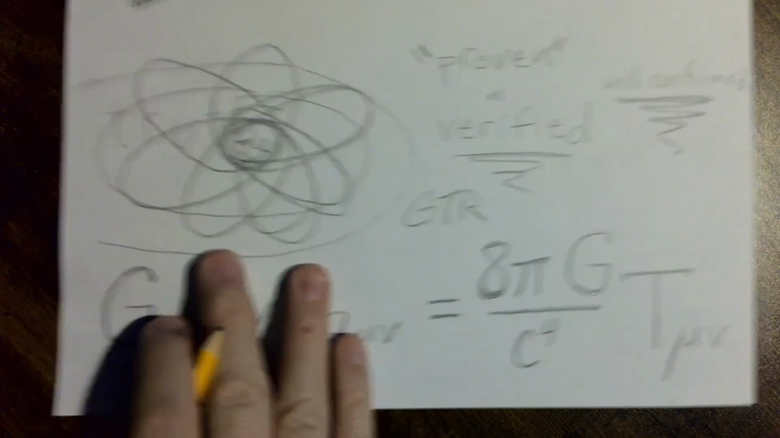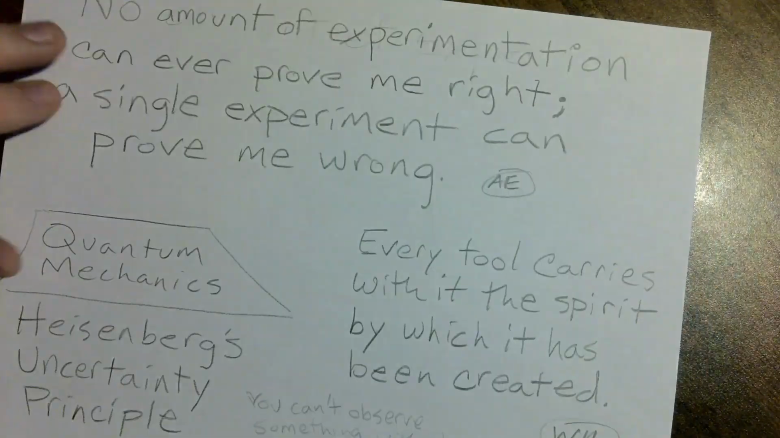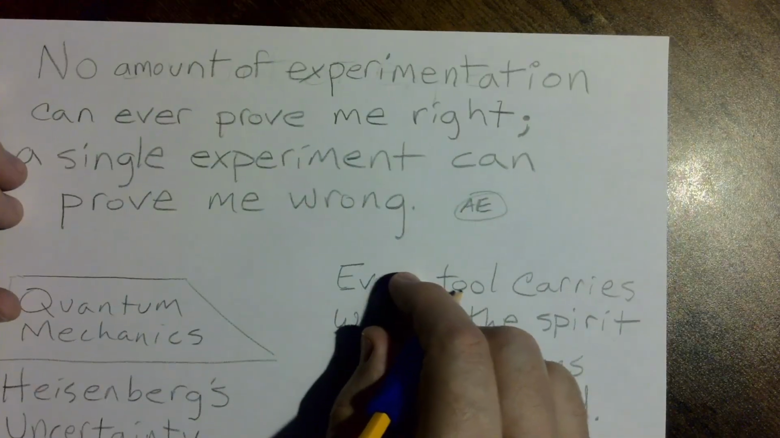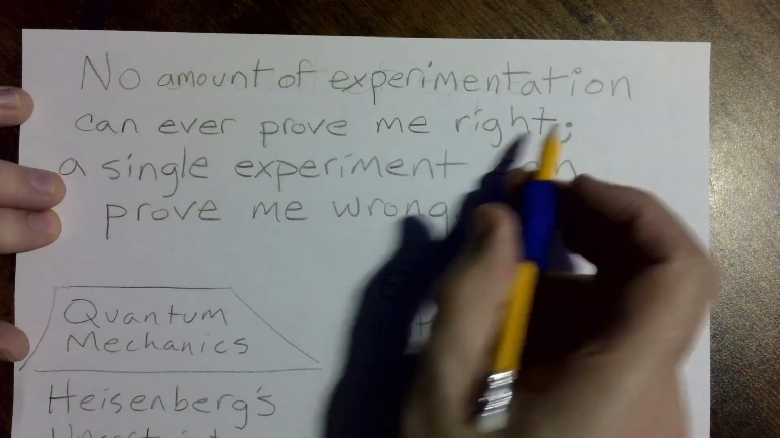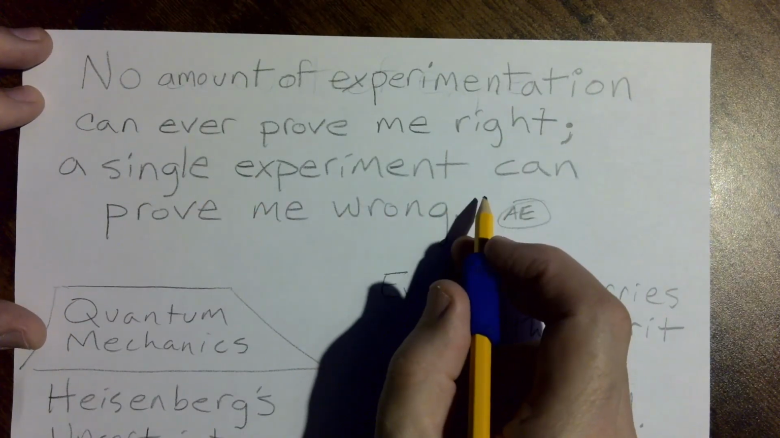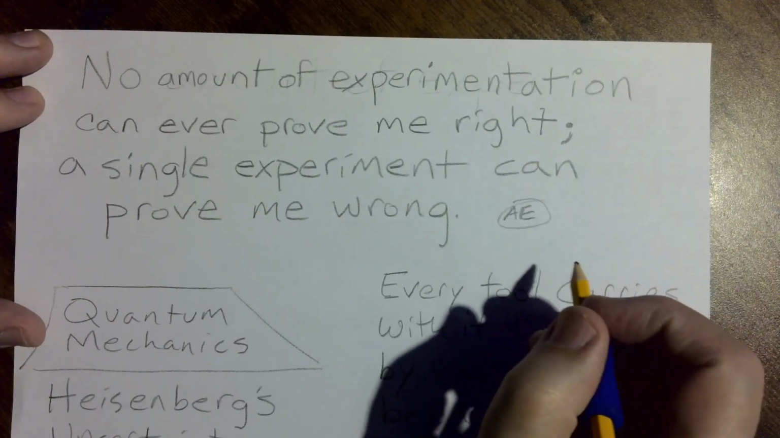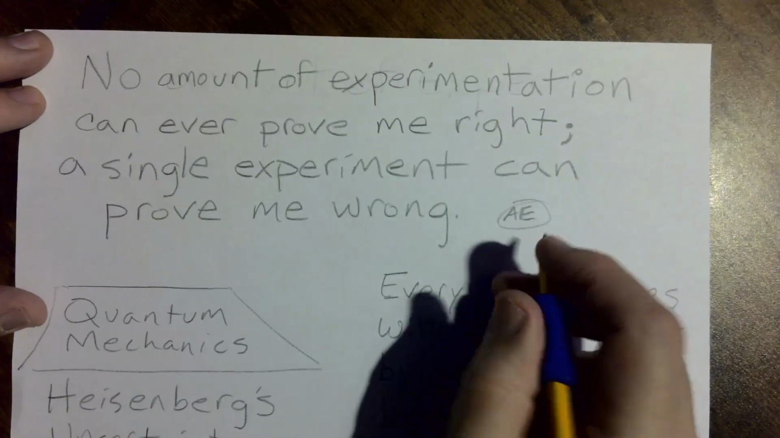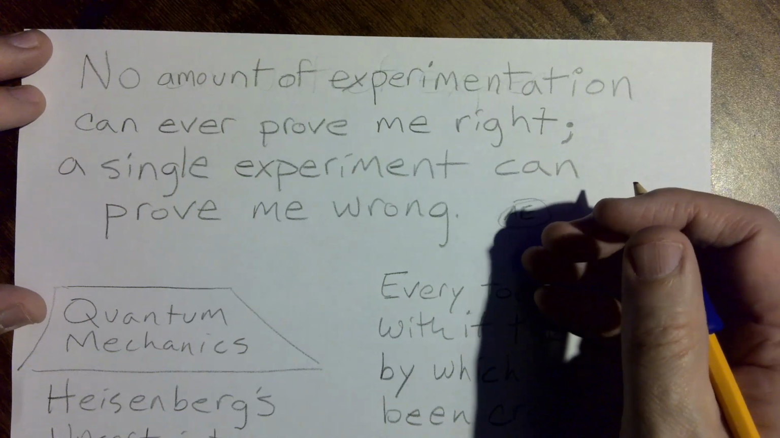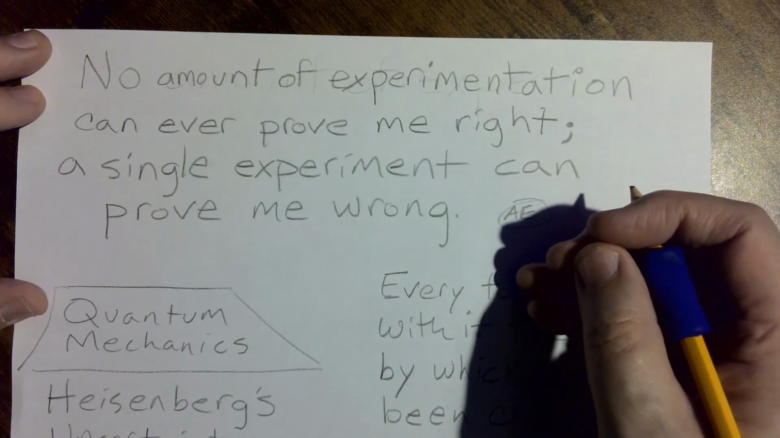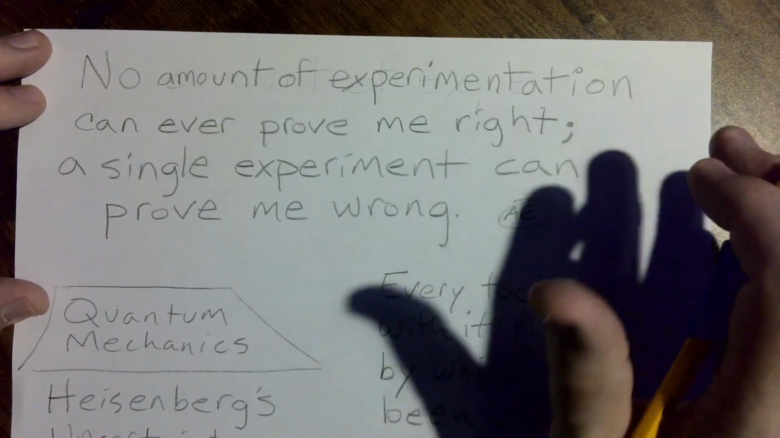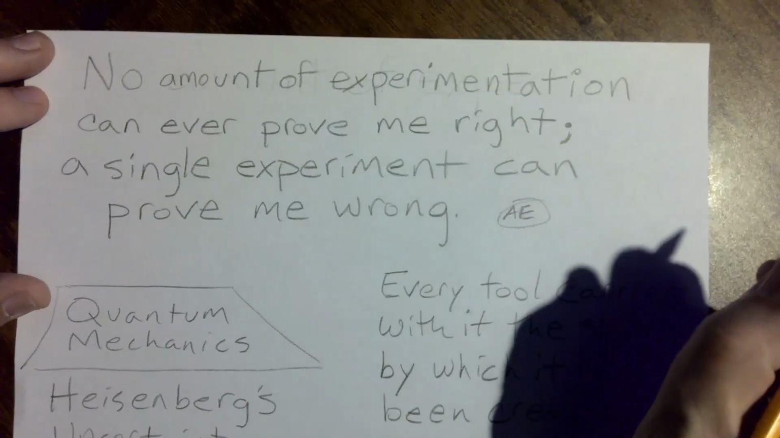Proven? Albert Einstein said, "No amount of experimentation can ever prove me right. A single experiment can prove me wrong." Now he knew no matter how many times it seemed like he had it spot on, that was exactly it, his map might not actually match every part of the territory.